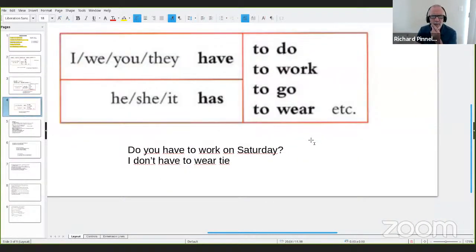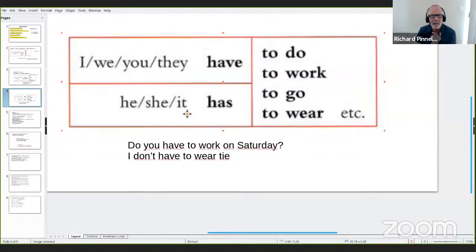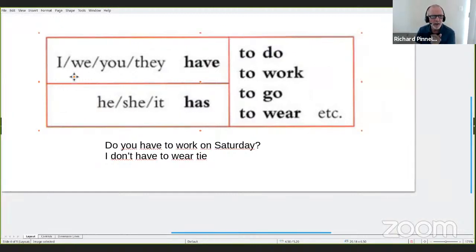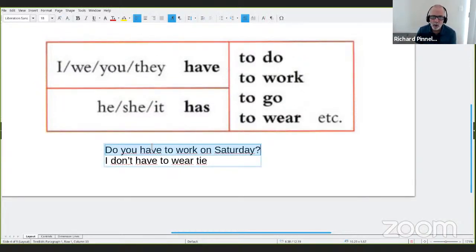Vamos a seguir. La otra que vimos es have to. Have to es un poco diferente porque tiene el to aquí. Y también con have to tenemos que cambiarlo para la tercera persona singular. So it's I have to work, we have to work, you have to work, they have to work. Pero cuando el sujeto es he, she, or it, it's he has to work, she has to work, it has to work. Y para formar la pregunta, tenemos que decir, do you have to work on Saturday? I don't have to wear a tie. A tie es una corbata.